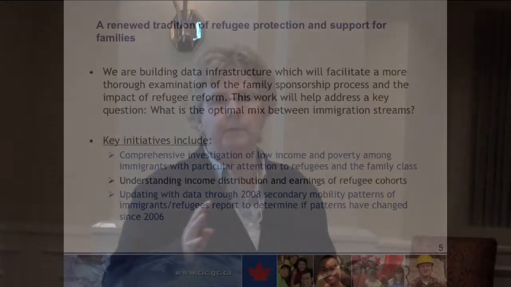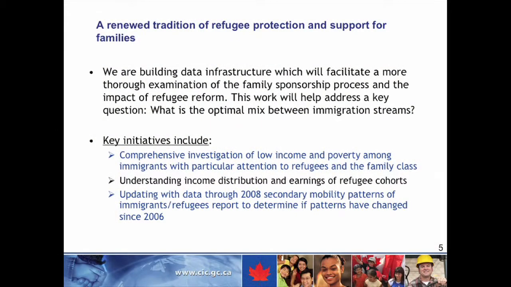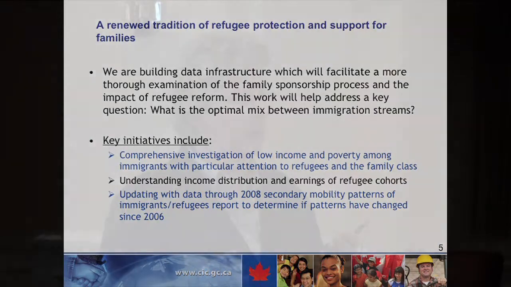The next slide is a good example which focuses on our family reunification and humanitarian responsibility of the department. We are in fact building an infrastructure which will facilitate a more thorough examination of the family sponsorship process. We're developing a data set which looks at who sponsors whom. So this is in large measure a data development activity. And we hope that this information will give us some information about mixed immigration, the category mix.